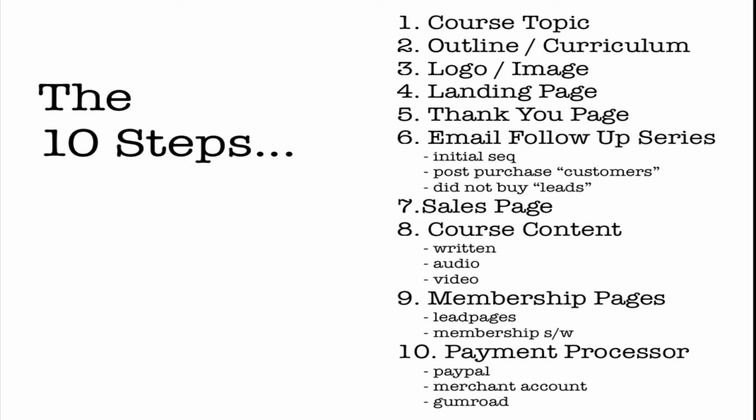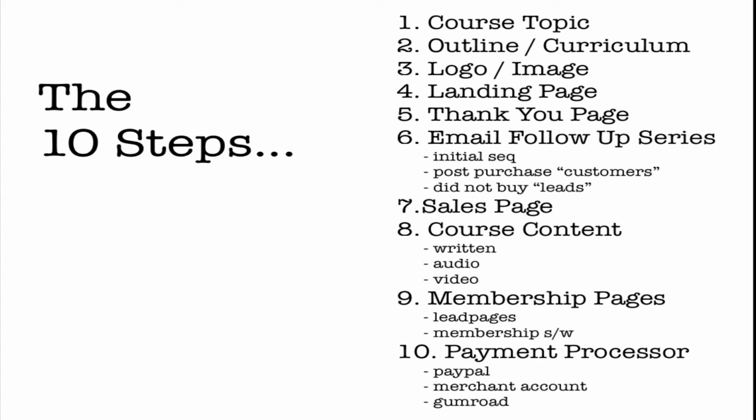Number 6 is the email follow-up series. So email marketing, I'm going to talk to you about the initial sequence you need post-purchase and what you do with the did-not-buy leads. And then number 7 is the sales page. 8 is the course content.